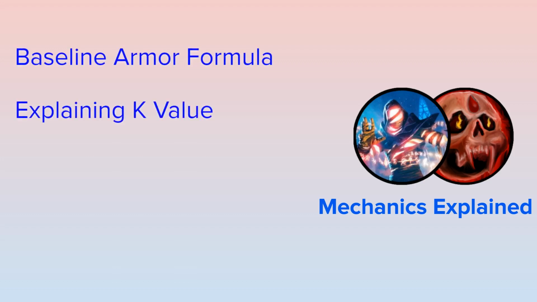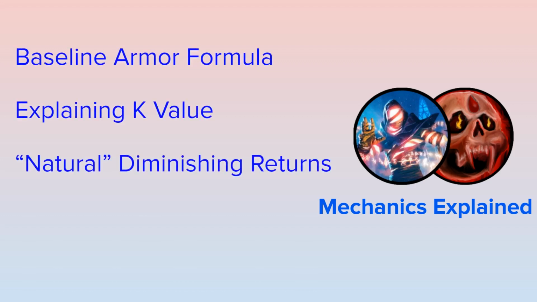with the K value, we talked about how armor has the same natural rate of diminishing returns as most secondary stat bonuses, and we mentioned that armor is capped at 85% damage reduction.